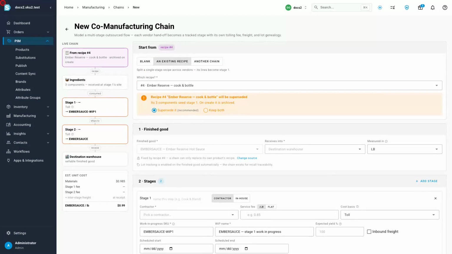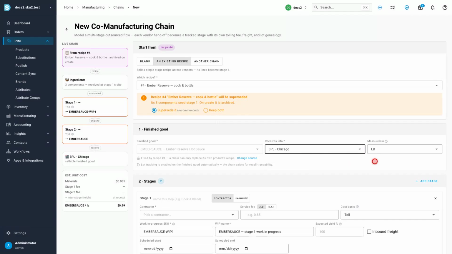The builder opens with the recipe already loaded. The finished good came across. So did the unit, the 3 ingredients, and their costs. Nothing is retyped. The one thing it can't know is where the finished cases should land, so you choose that yourself. The estimate is already priced too, so you can compare the split against what you have today before committing to it.